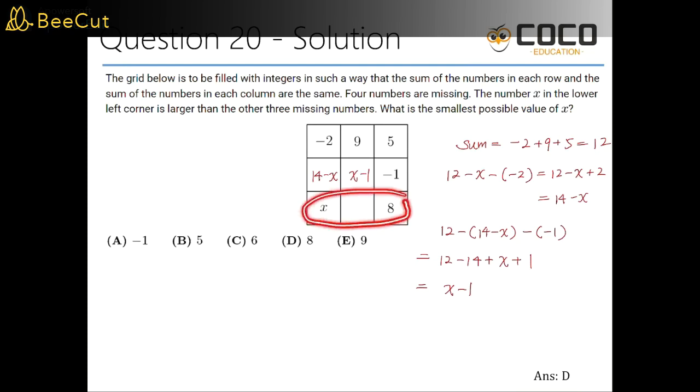And for this row, the sum is 12. So 12 minus x minus 8. That's 4 minus x.